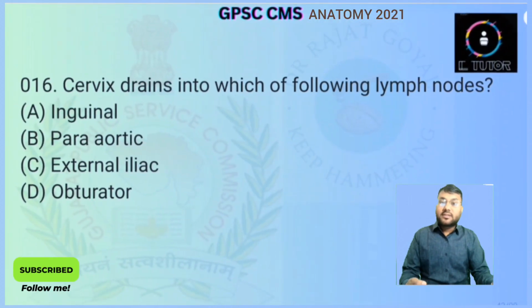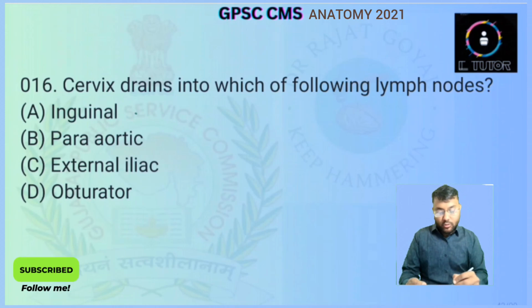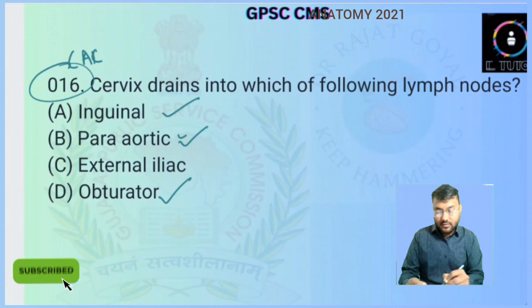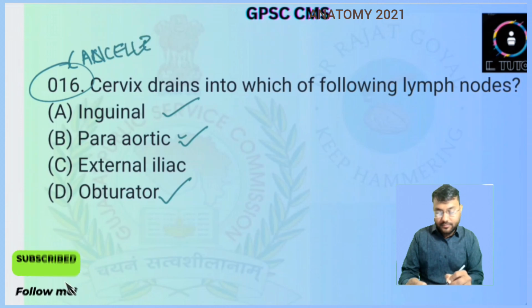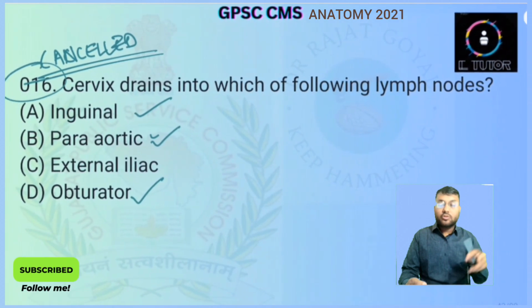Next question is, cervix drains into which of the following lymph nodes? So inguinal lymph nodes, para-aortic, external iliac, and obturator. So there is more than one correct option. So this question was cancelled by the ministry. This question was cancelled because more than one correct answer is there.